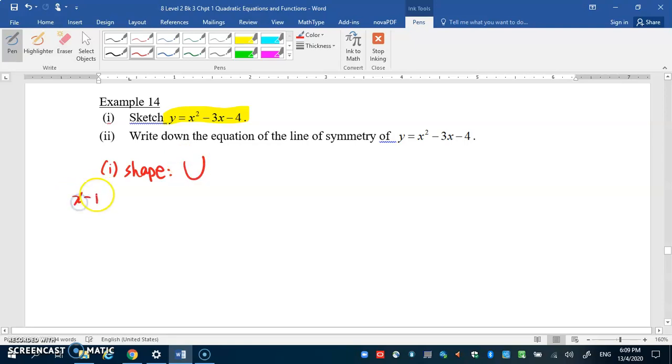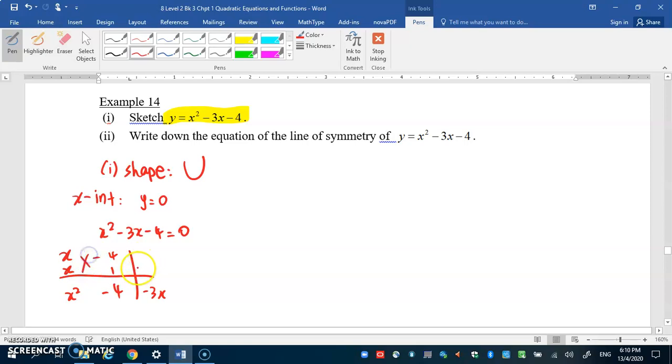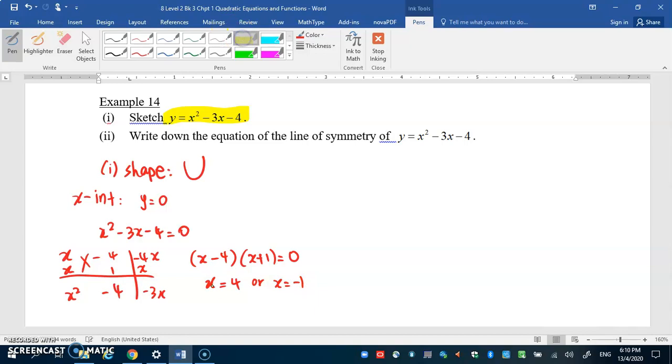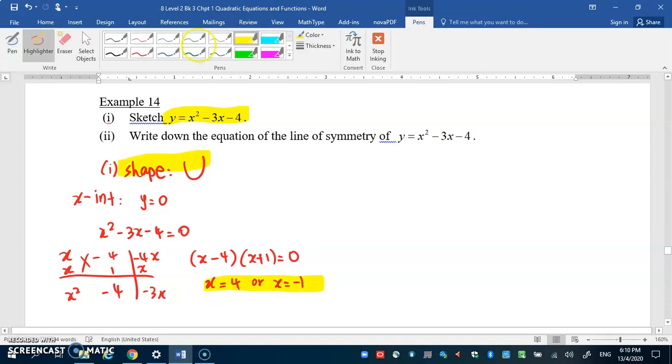And I'm going to find the x-intercepts by subbing in y equals 0. So x squared minus 3x minus 4 equals 0. How to factorize? Use my cross method. Negative 3x, negative 4, x, 4, 1. So x here, negative 4x here. When I factorize it, I'll get (x minus 4)(x plus 1) equals 0. So my two x-intercepts are x equals 4 or x equals negative 1. Okay, got the shape, got the x-intercepts.